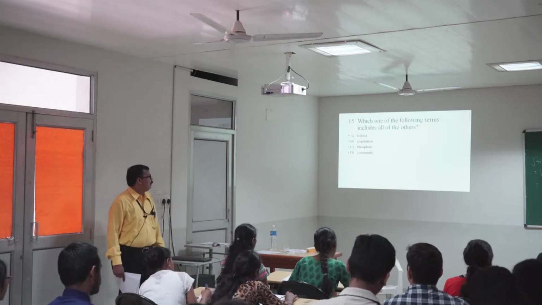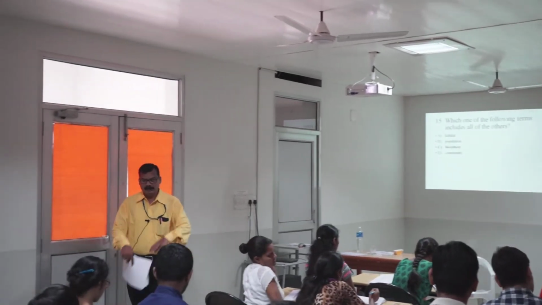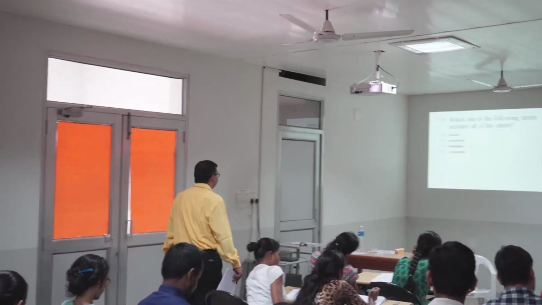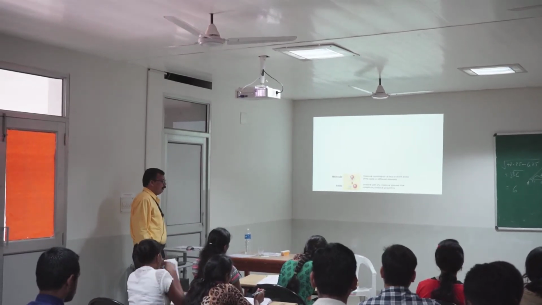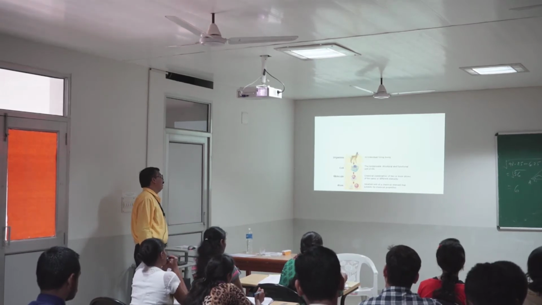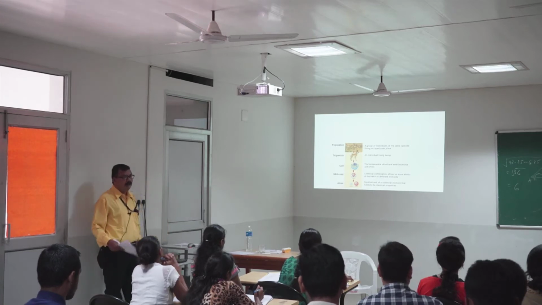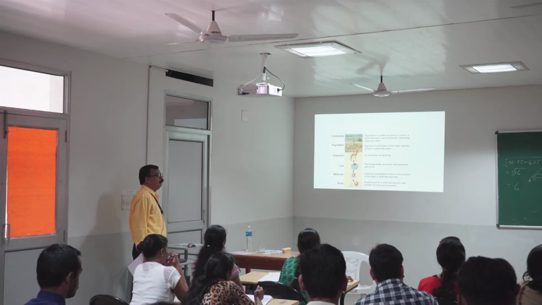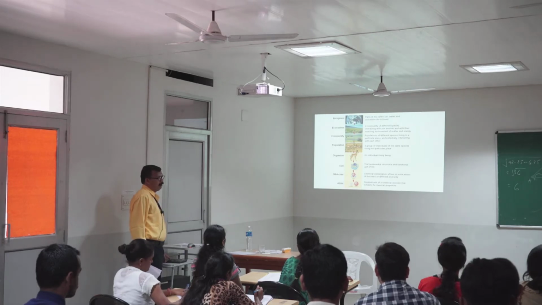Which of the following terms includes all of the others? Biosphere, at the larger stage. The others may be a part of the biosphere. So you can see this is the hierarchy of biological organization: atom, molecule, cell, organism, population, that is the individuals of the same species, then community, ecosystem, biosphere.